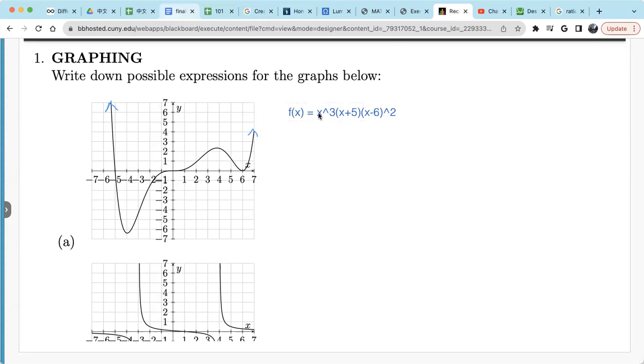So we just write down the equation, right? It goes through the origin 0, 0, so that means x is a factor. And then the graph wiggles at the origin, that means the multiplicity is 3. Then we see -5 is a root, so we have x plus 5. The 6 is a double root, meaning multiplicity of 2, so we have x minus 6 squared. So that's the function for the first graph.